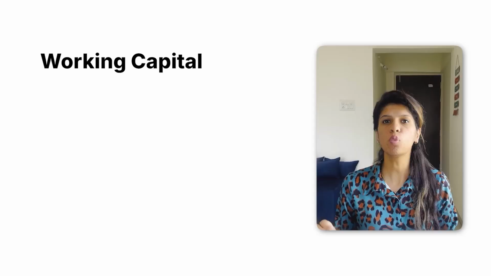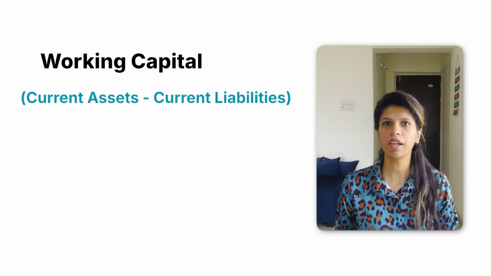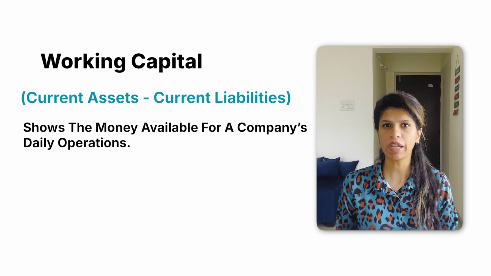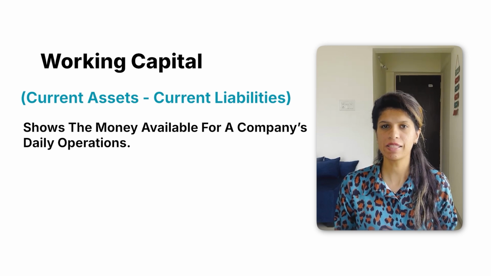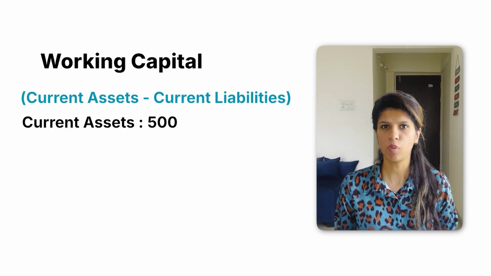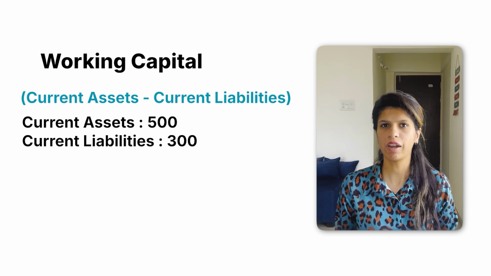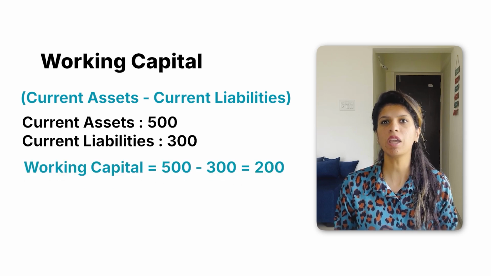Third we have the working capital, which is your current assets minus the current liabilities. It's the operating liquidity that the company uses day to day to run its operations. So let's say the current assets are 500, liabilities are 300, then the working capital would be 500 minus 300, which would be 200. So a higher working capital means that the company is functioning very well and is able to run its daily operations.